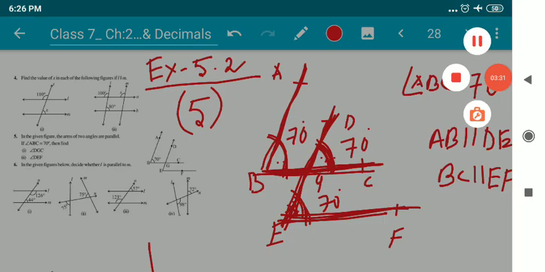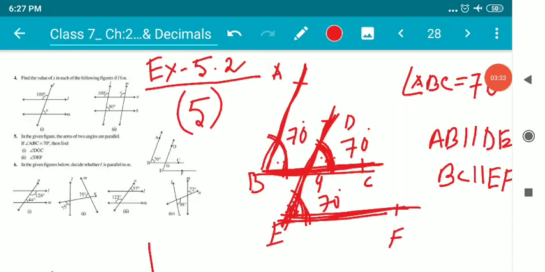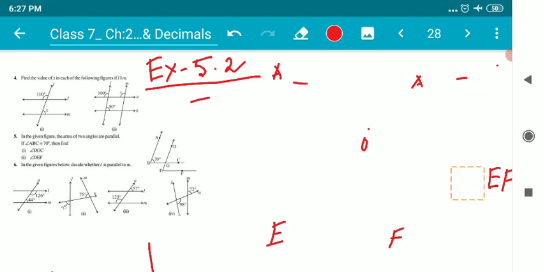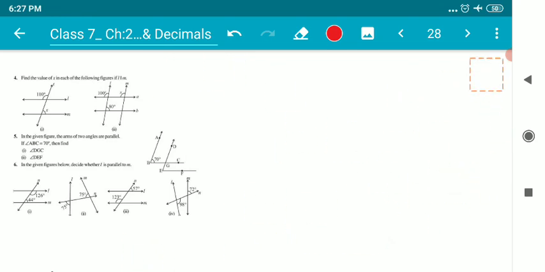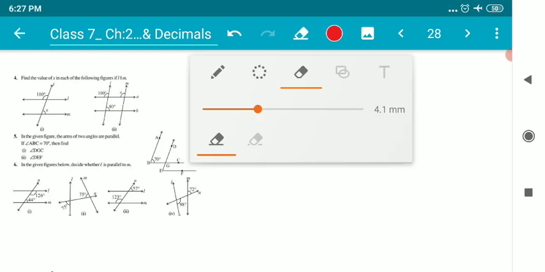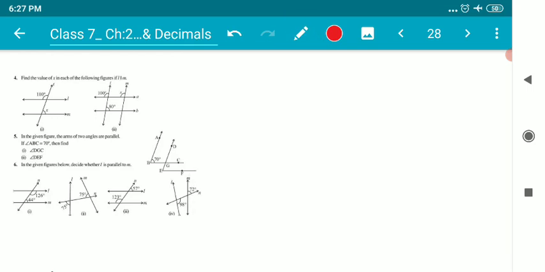Alright. Now children, let us talk about question number 6. There is nothing as such. We only need to identify which are parallel lines. We don't have to do any mathematics over here. We will just identify which are parallel lines. So let us draw the first figure.